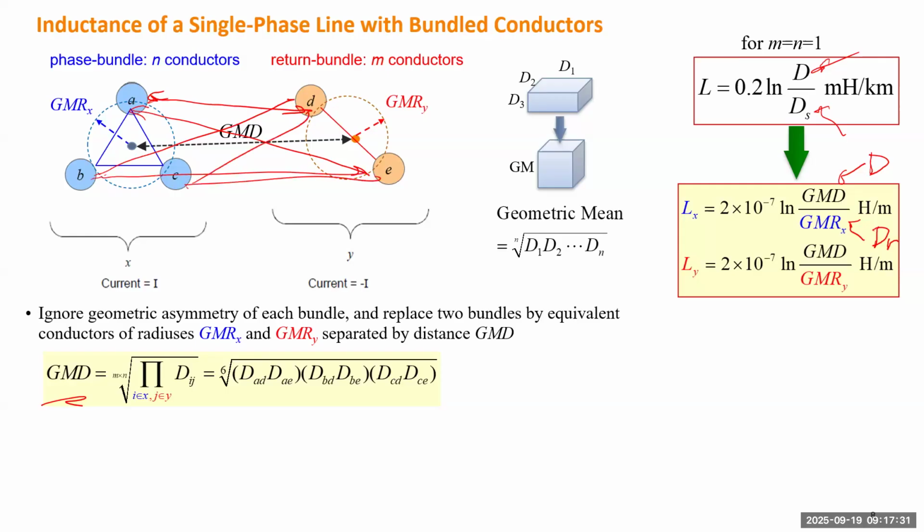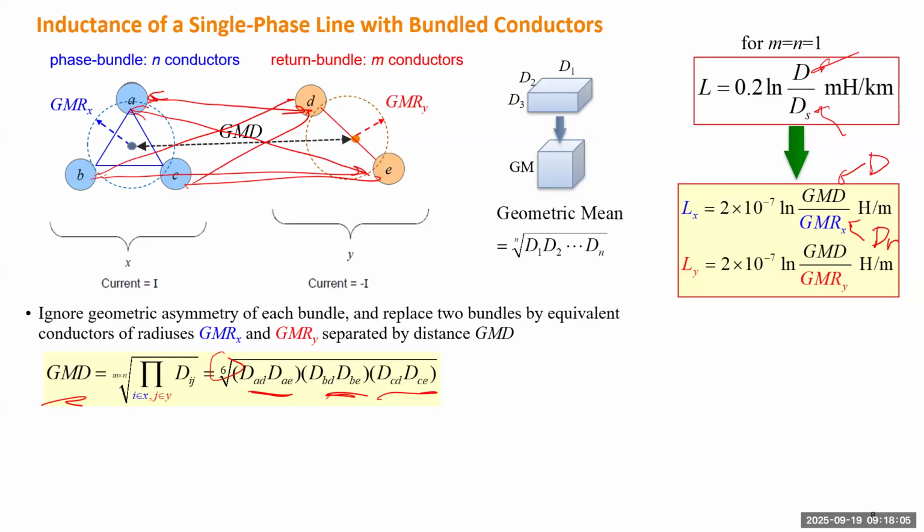So how many distances do we need to consider? It's 6, right? The first group is from A to anyone in the second group, the second group is from B to anyone in the second group, and the last one is from C to anyone in the second group. So you have 6 different distances. You want to calculate the average, so you take the root of the product of all distances. This will be defined as GMD.